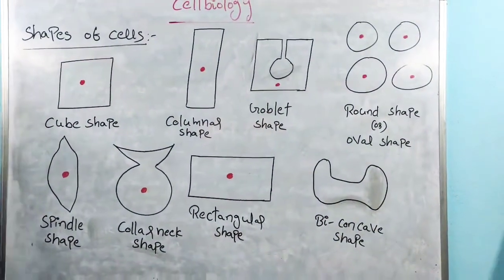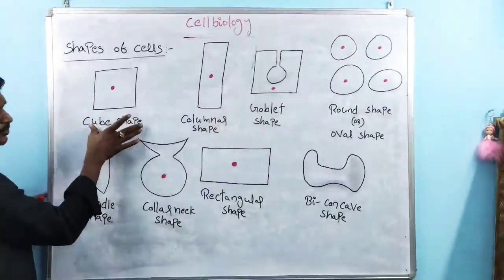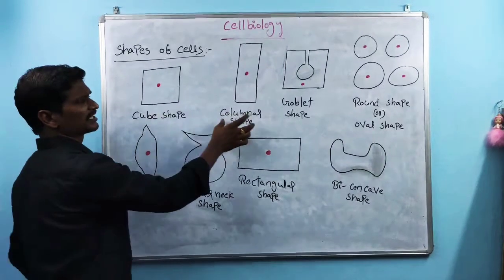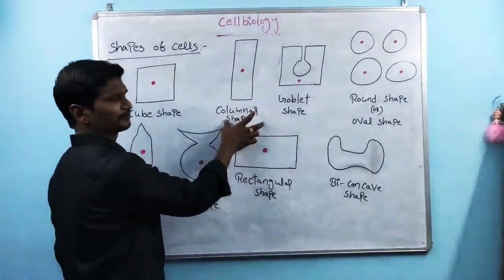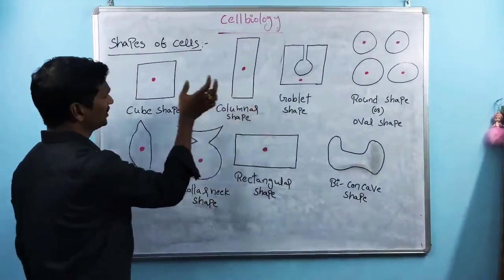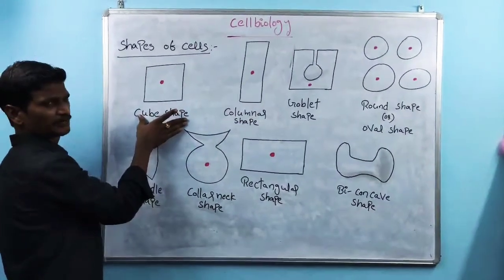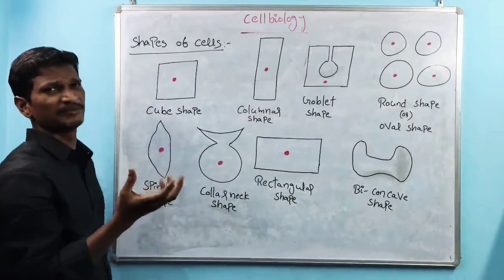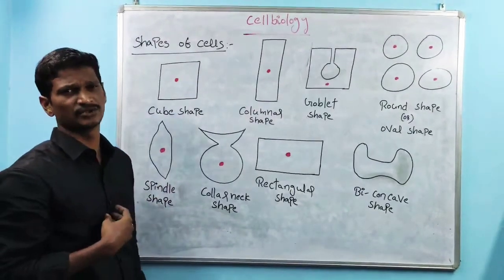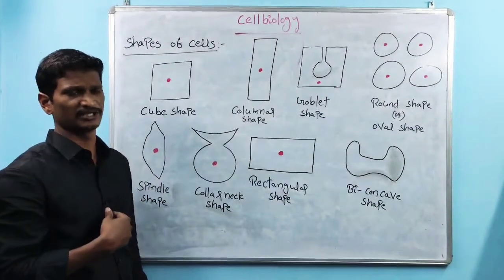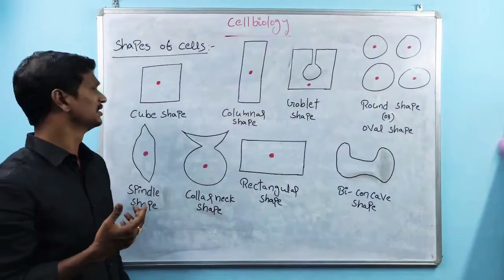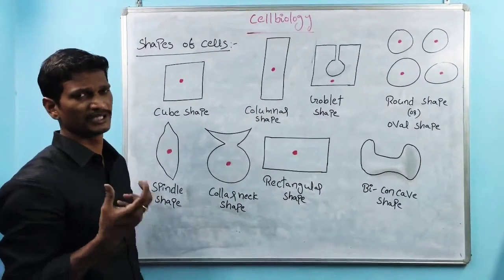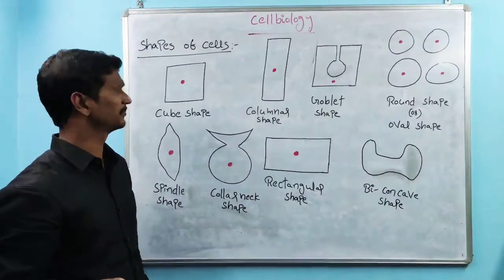See, the first case is cube shaped cells. Some of the cells have a cube shape, and some have a columnar shape. Here, an example of cube shaped cells is the cuboidal epithelial cells. Inside our digestive tract, there are cube shaped cells present within the epithelium. That is called cuboidal epithelium.